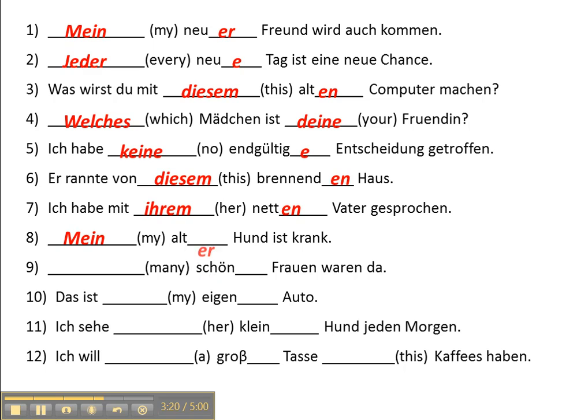Mein alter Hund ist krank. Manche schönen Frauen waren da. Das ist mein eigenes Auto. Ich sehe ihren kleinen Hund jeden Morgen. Wo ich sehe jeden Morgen ihren kleinen Hund, perhaps besser. Und ich will eine große Tasse dieses Kaffees haben.